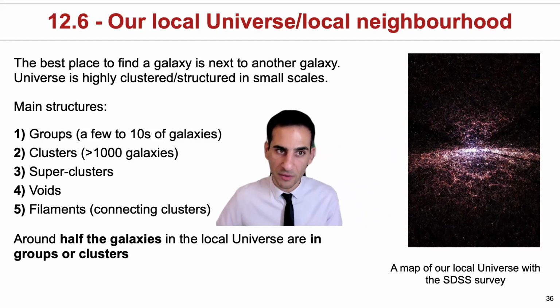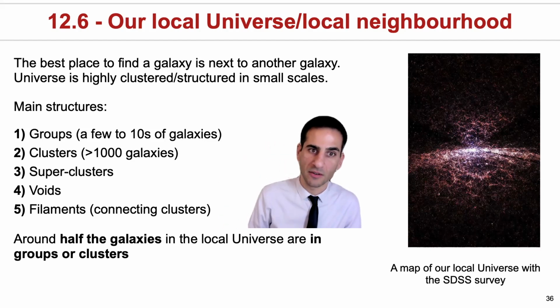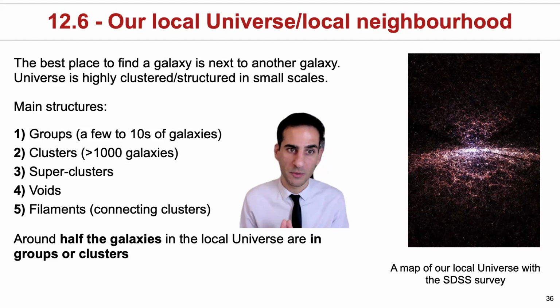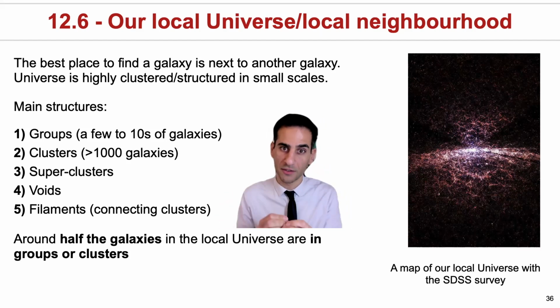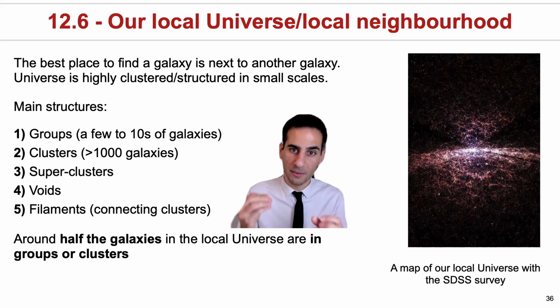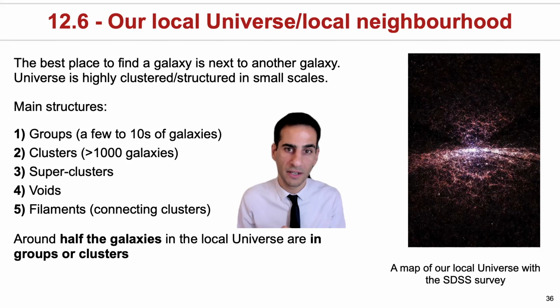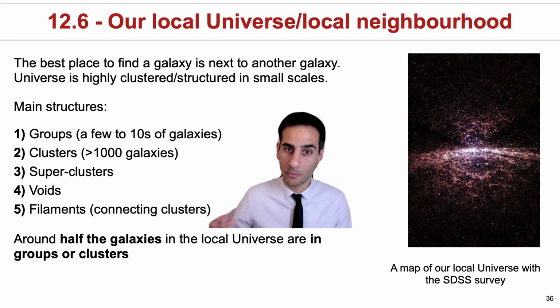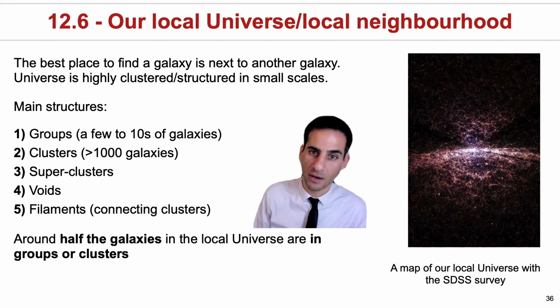We can also distinguish between different structures of galaxies. We have groups, such as our own Local Group, that will contain tens of galaxies, perhaps one or two like the Milky Way. We then have clusters which will contain up to 1,000 or even more galaxies. And these clusters will also cluster together and form superclusters. And typically these are also connected via filaments, as we'll see, made of dark matter. And away from the superclusters, this is where we can find the voids. An important thing to point out is that about half the galaxies in the local universe are part of groups or clusters.